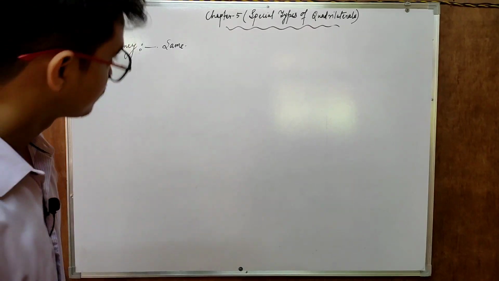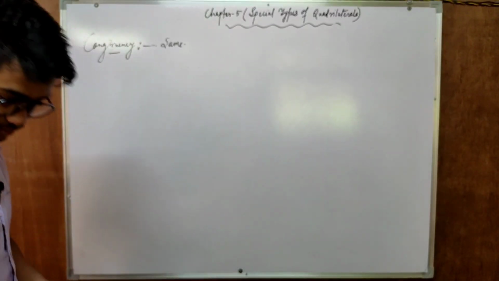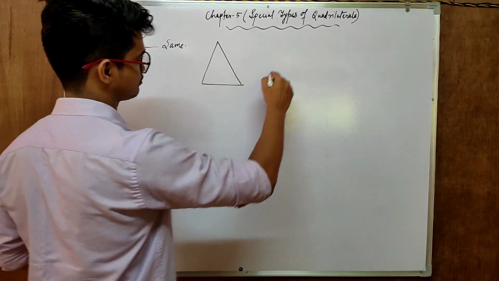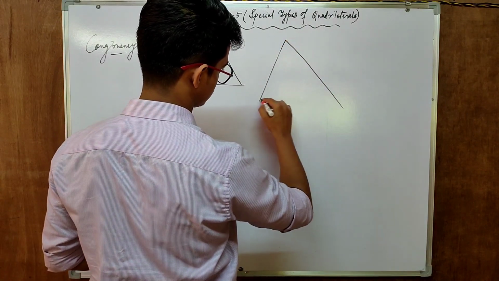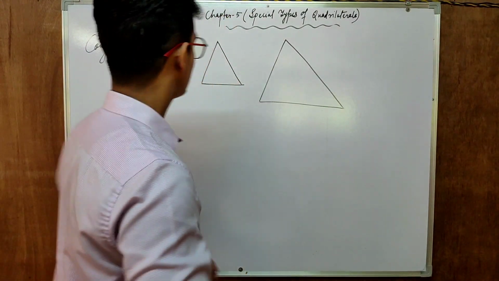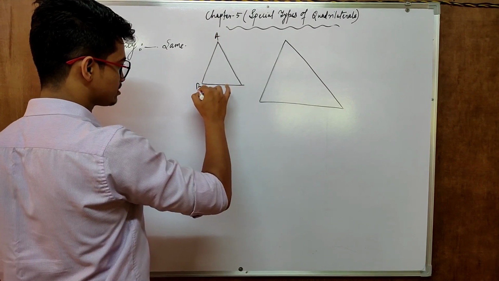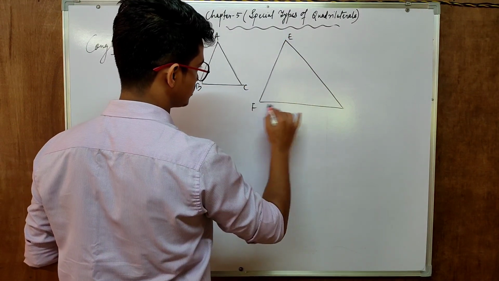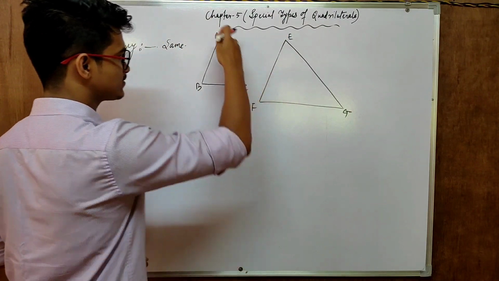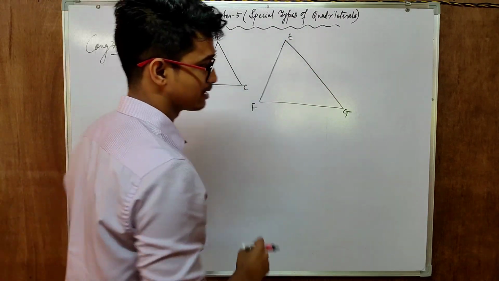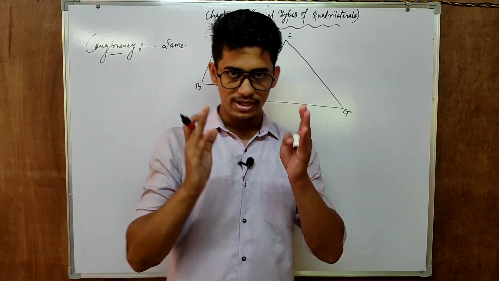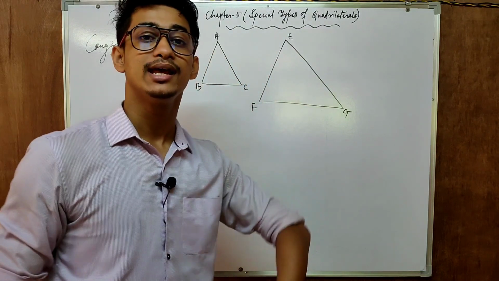Congruency means same, right? So in case of triangles, what exactly do I want to tell? In triangles, if you see these two triangles, let's say, are they same? I don't think so, because if you just compare the sides with each other, you can see that this side is smaller than this side, this side is smaller than this side, and this side is smaller than this side. We have to compare the sides with their corresponding sides.